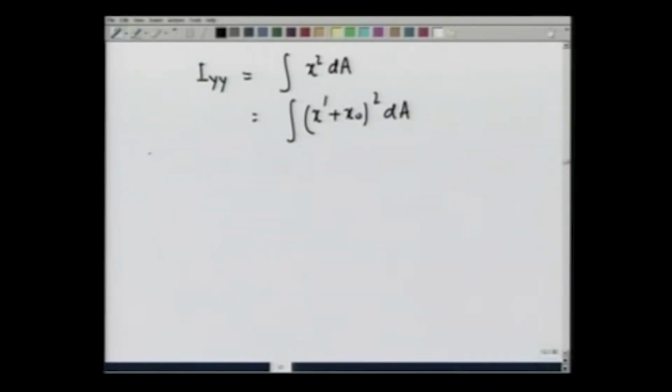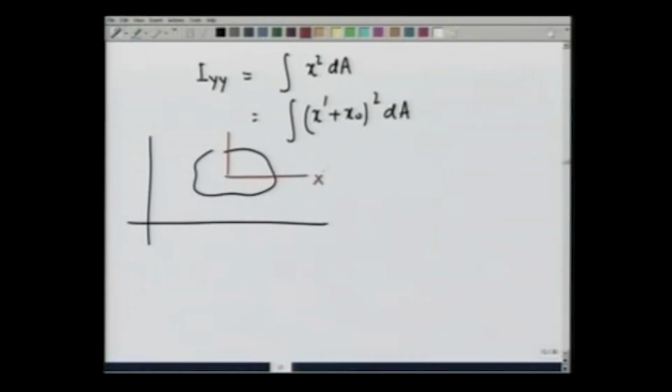Let me for convenience show in the picture again what we are talking about. This is the body, this is the centroid set of axes x prime y prime, this is x y O, this is x0, this is y0. So, if I choose an area here, this is x and this is x prime. So, x is x prime plus x0.